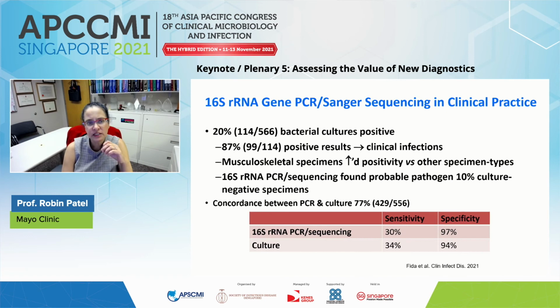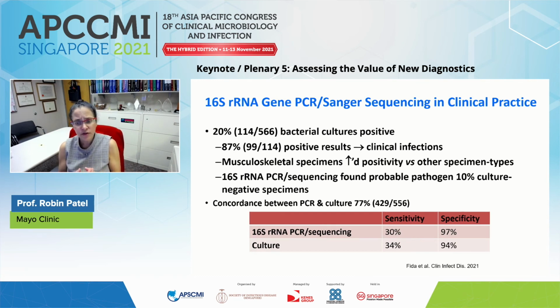And what she found is that 20% of bacterial cultures were positive in this subset of patients, that 87% of those positive culture results were associated with clinical infections, and that musculoskeletal specimens had the highest rates of positivity. She also found that the 16S ribosomal RNA gene PCR and sequencing approach found a probable pathogen in 10% of culture negative specimens. There was concordance between the PCR and culture in 77% of cases. And at the bottom of the slide is a summary of the sensitivity and specificity of the two approaches.